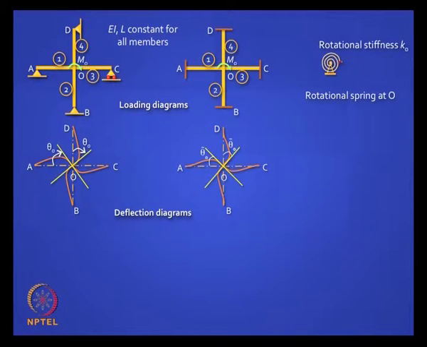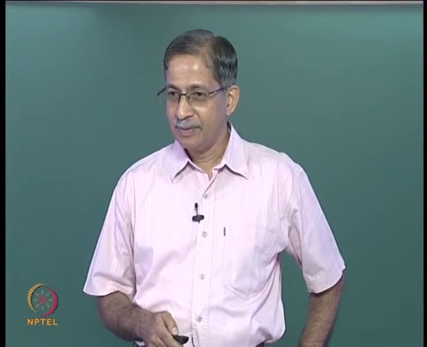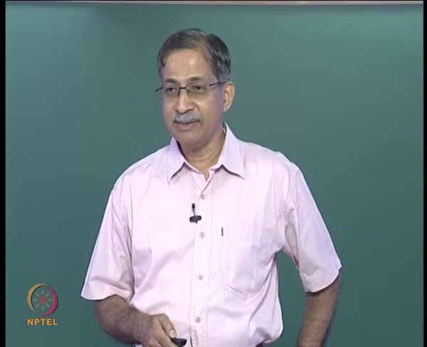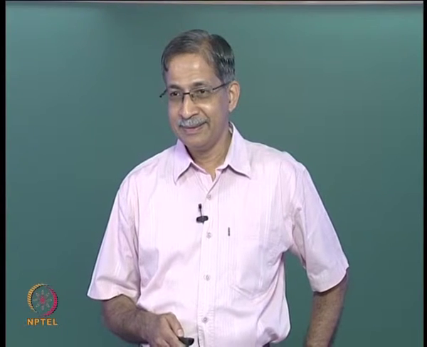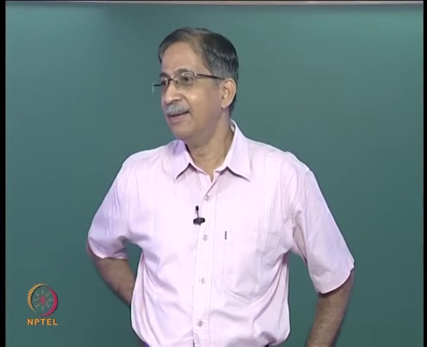Easy. So you can look at it as though it is a spring and the spring stiffness is K naught. What is the value of K naught in the first case and what is the value of K naught in the second case? What is the K naught in the first case? K naught is infinity. In 3EI/L, that is for one beam. We have 4 of them.